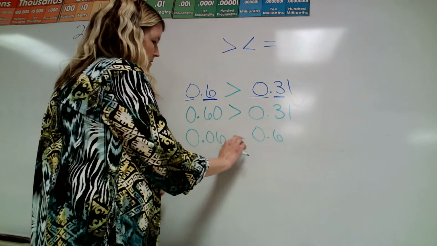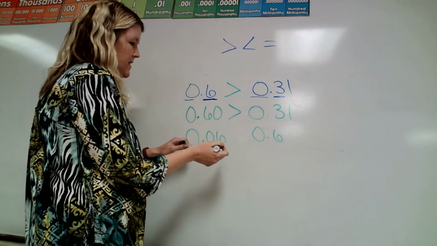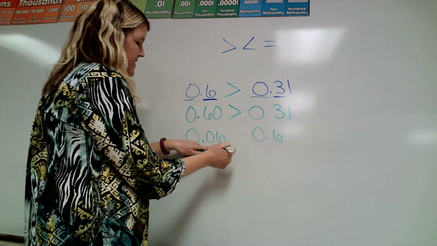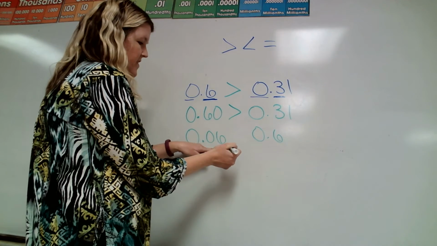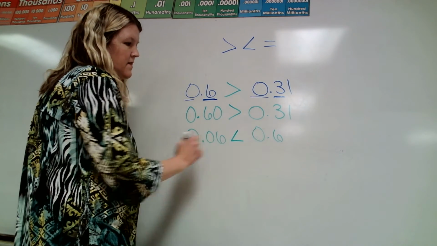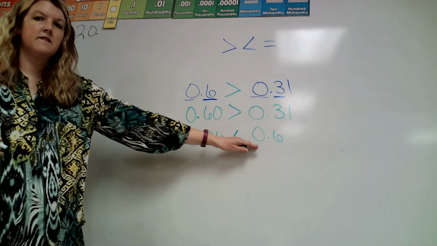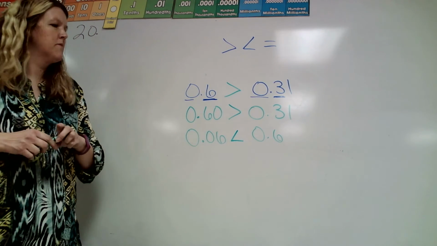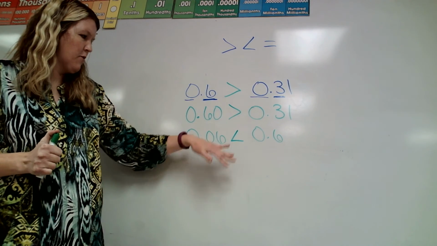So, I wrote this the wrong way. It should have been 6 hundredths, sorry about that, is going to be less than the 6 tenths. And I can't remember for sure if I had that the right way to begin with or not.